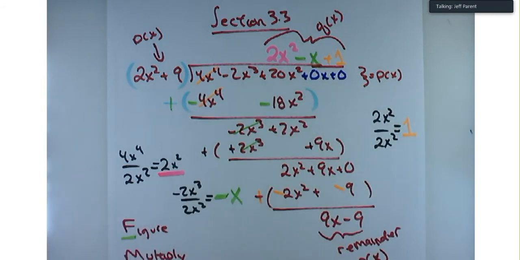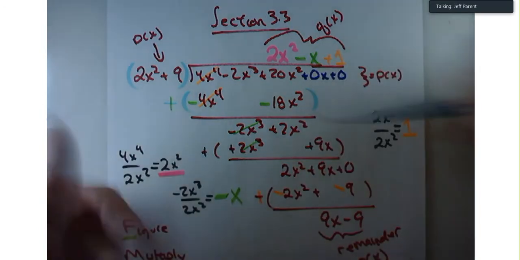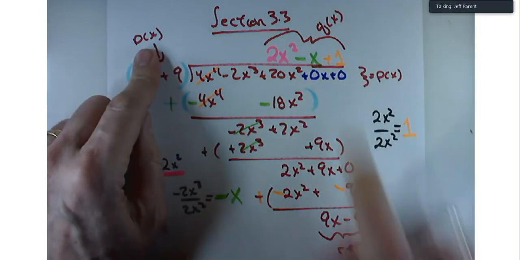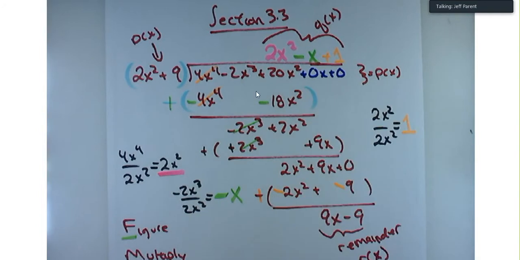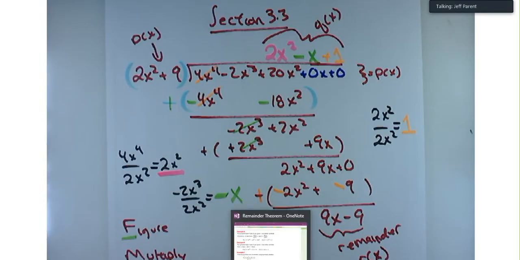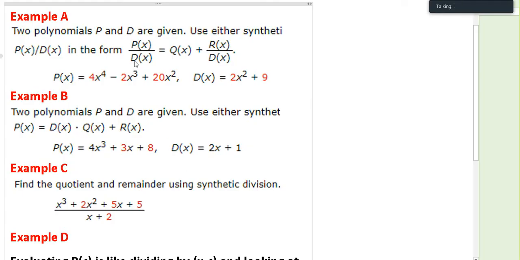I mention that because the problems you're going to face are going to ask you to write your answer in a specific form. So I want you to know all the little working parts. There's your divisor, there's your remainder, there's your quotient, there's your original polynomial. Let's look back at the form of this and see what they're looking for. So they wanted you to write it as p of x divided by d of x equals the quotient plus the remainder divided by the divisor.